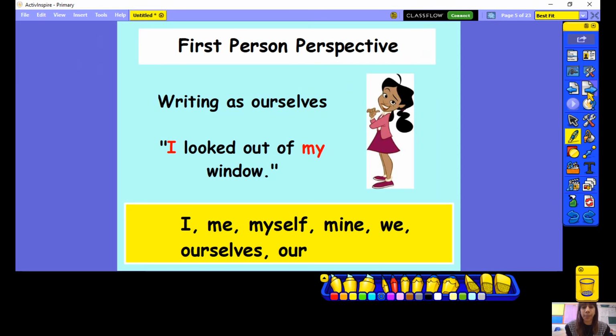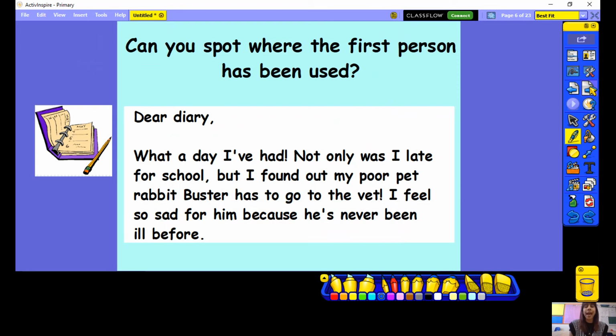And when we're writing in the first person, it's almost like we're just writing out our thoughts on the paper. And so therefore we use words such as I, me, myself, mine, we, if we're talking about me and another person, ourselves, or our. So I wonder now, with that in mind, if you can spot where the first person has been used. So you're looking for those words such as I, my, mine, myself.